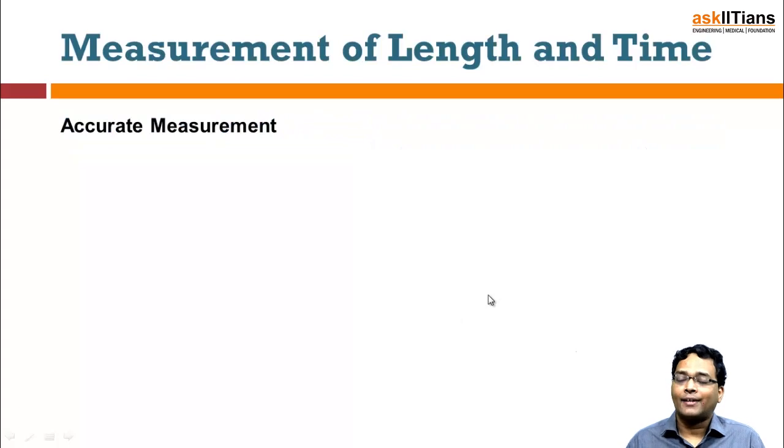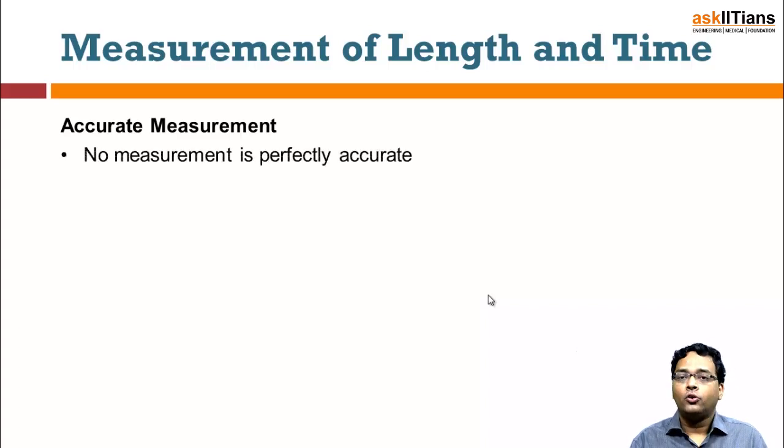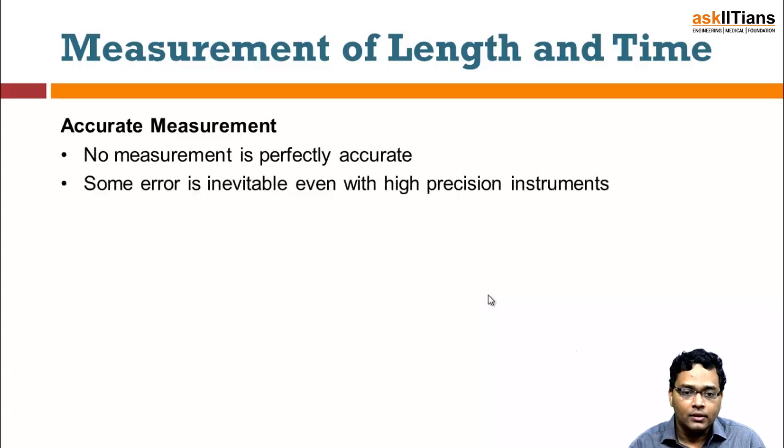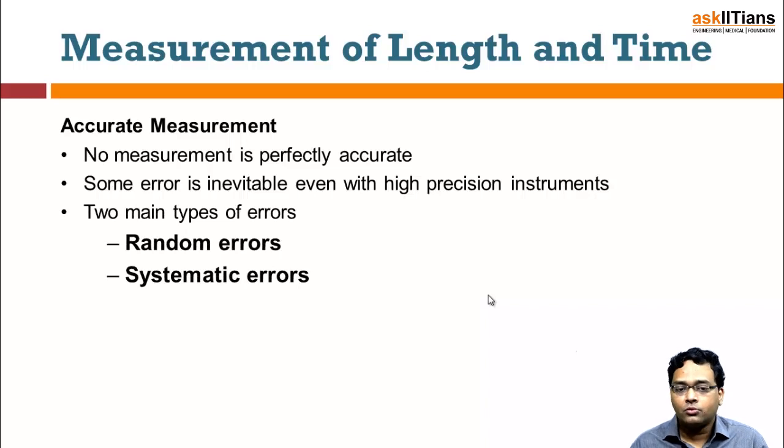First thing, what is an accurate measurement? If we are saying that something is, let's say, 1 meter, then it should be as close to the standard 1 meter as possible. So that is what is going to be an accurate measurement. No measurement, as we know, is going to be perfectly accurate. There are going to be some issues in it. Some error is going to be inevitable even if you do it with high precision instruments. So broadly speaking, there are two main types of errors. One is known as random error, and the other one is known as systematic error.